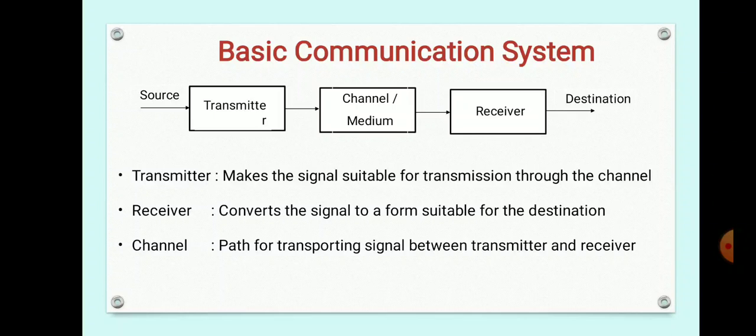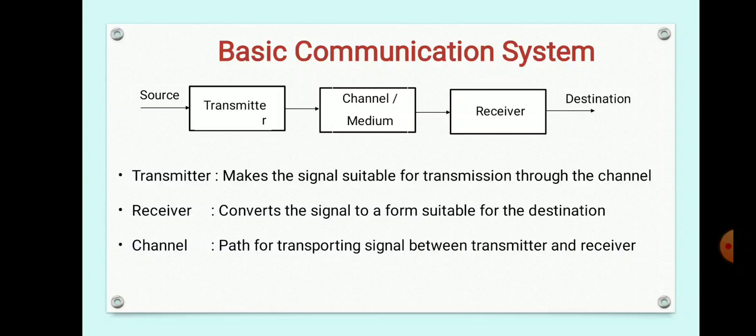So the next part is the channel, also known as the medium. It is a path for transporting the signal between the transmitter and the receiver. So the channel acts as a physical medium which connects the transmitter and the receiver. Examples of channels are cables, wires or air, etc. It connects the transmitter and the receiver, or it carries the information from the transmitter to the receiver.